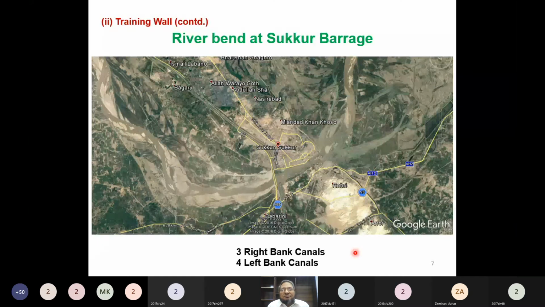One example of such canals is the river bend at Sakhar Barrage. So this one is the Sakhar Barrage. The river is coming like this and going like that. There is a bend in the river, and which side is the convex side? This is the convex side and this is the concave side. If this is the direction of flow, the convex side is on which side, right side or left side? Kya bhai?